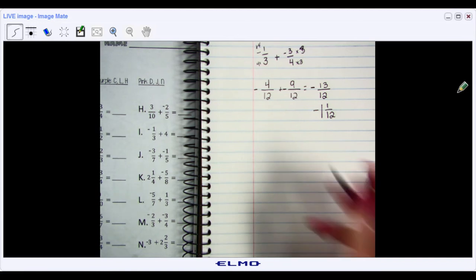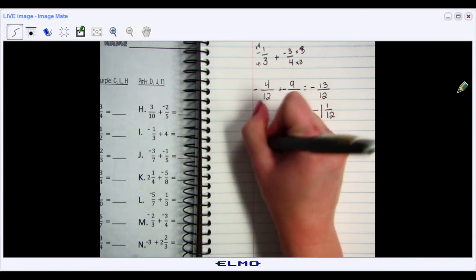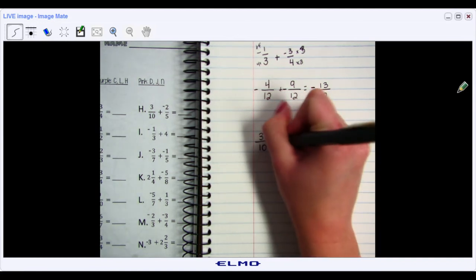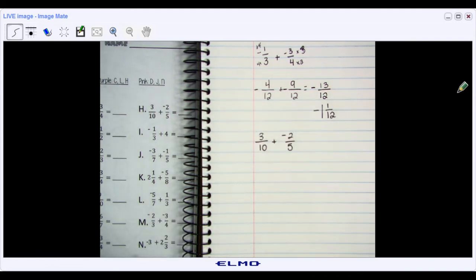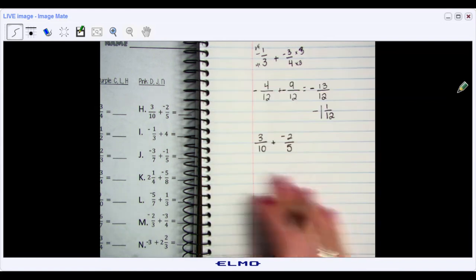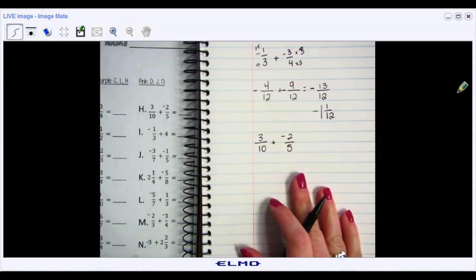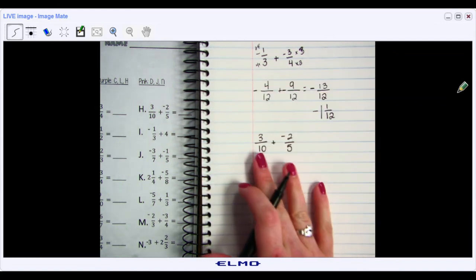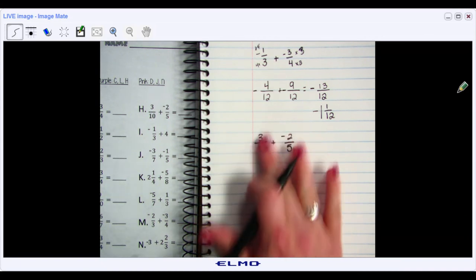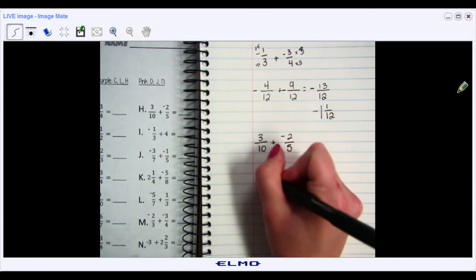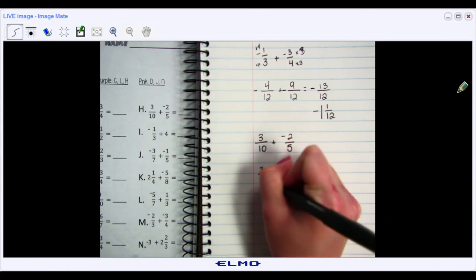This one's a little bit different. We have 3/10 plus a -2/5. Now, before we get started, let's get this down to a common denominator first, okay? So between 10 and 5, they actually do have a common denominator of 10. So I can keep this fraction the same. So I'm going to make this 3/10 right here.